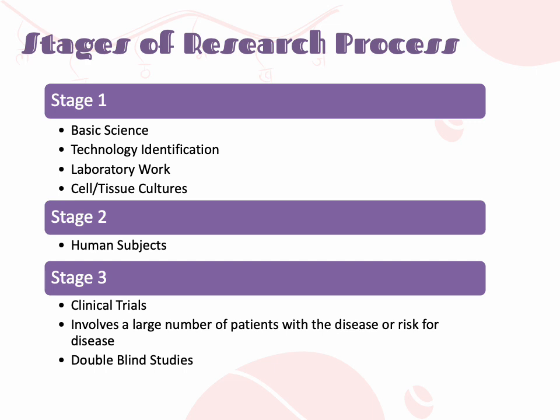So once they go through stage one, you have stage two where you have the human subjects, and then stage three is where those clinical trials actually happen. And again, it's a large number of patients that have the disease or the risk for the disease, and they'll normally do something called a double-blind study to help review whether or not the new product or new technology is effective or not.